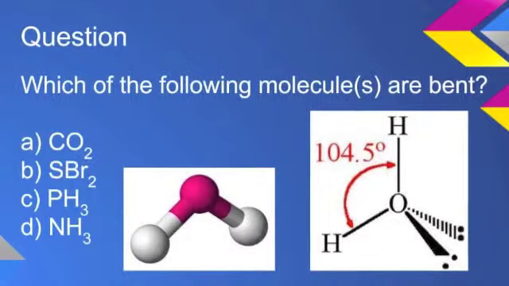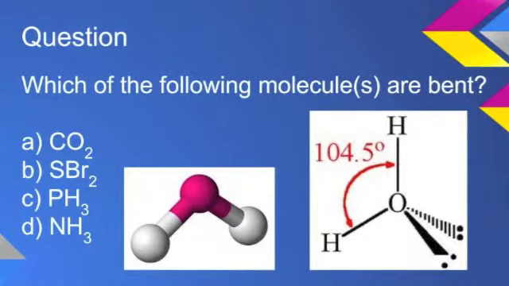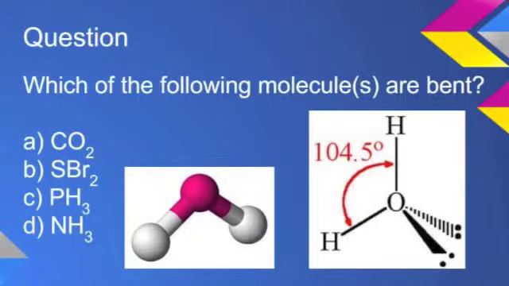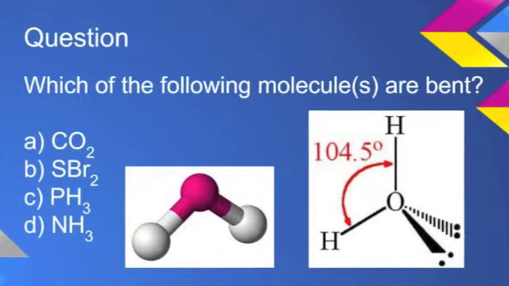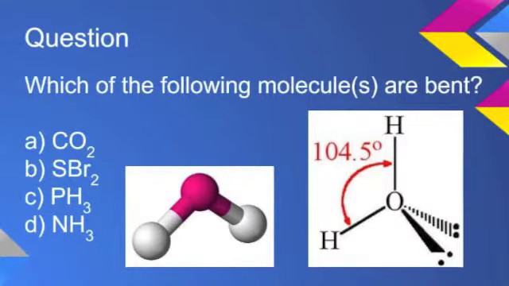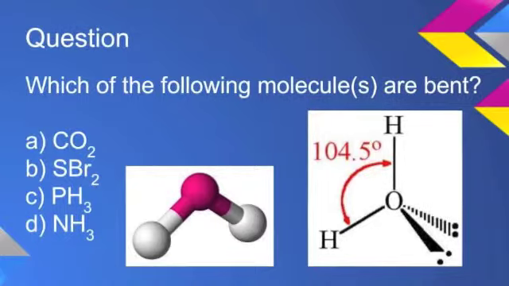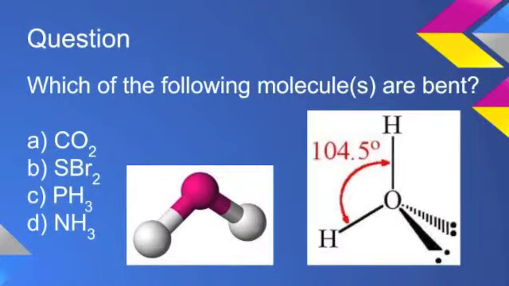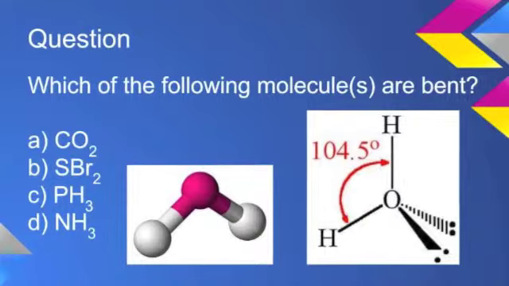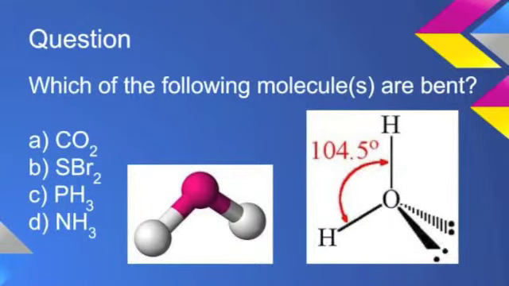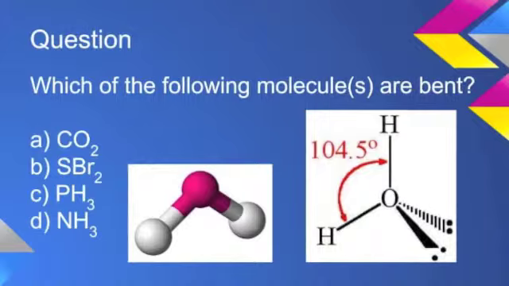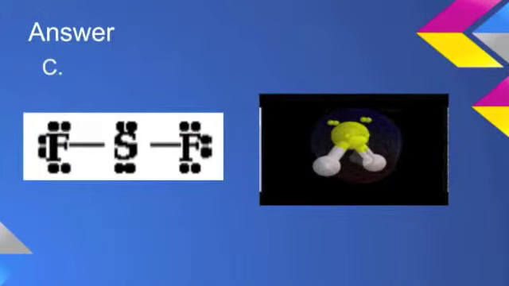Which of the following molecules are bent? C is the answer because sulfur forms 2 bonding pairs with the fluorines and has 2 dipole moments.